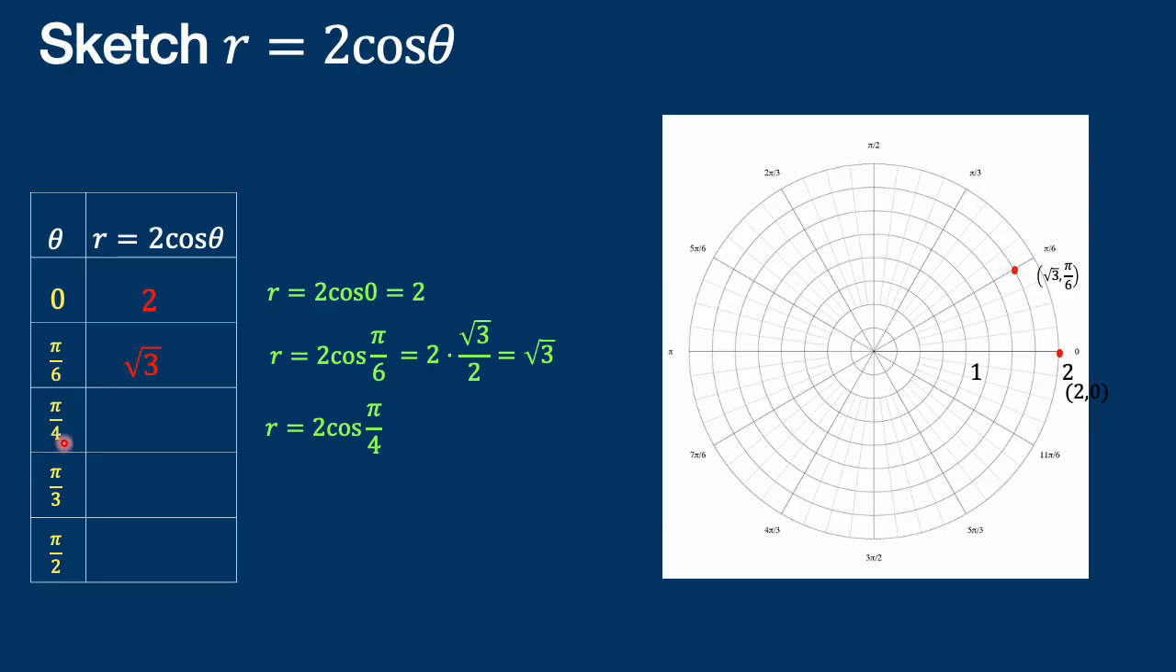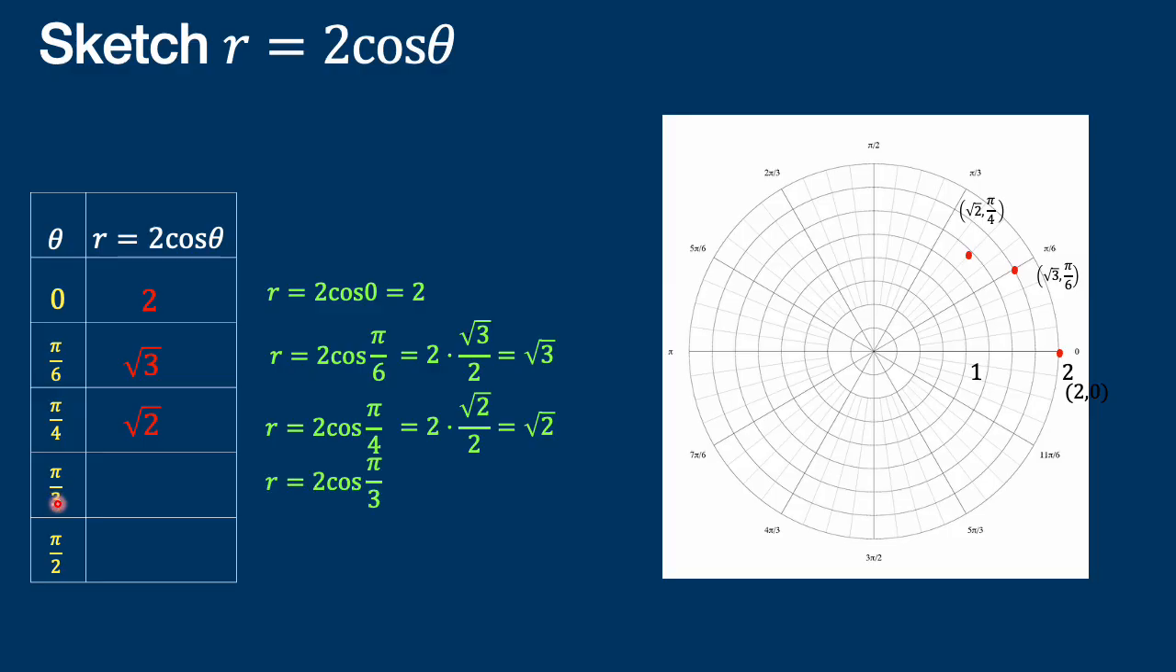Next one is theta is pi over 4. r is 2 cosine pi over 4. Cosine pi over 4 is square root 2 over 2, then r is square root 2. So theta is pi over 4, r is square root 2. The angle is here, that's the pi over 4 line. You find the distance from origin, square root 2, and you plot it. Square root 2, pi over 4.